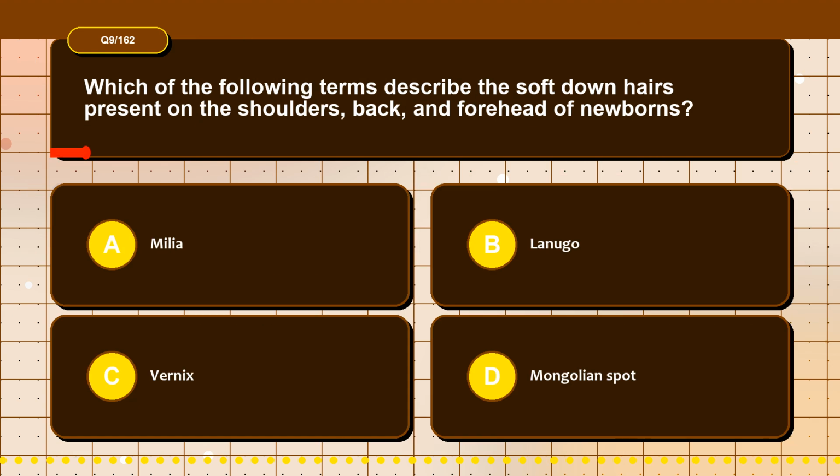Question 9. Which of the following terms describes the soft down hairs present on the shoulders, back, and forehead of newborns? Here are the options. Option A, milia. Option B, lanugo. Option C, vernix. Option D, Mongolian spot.